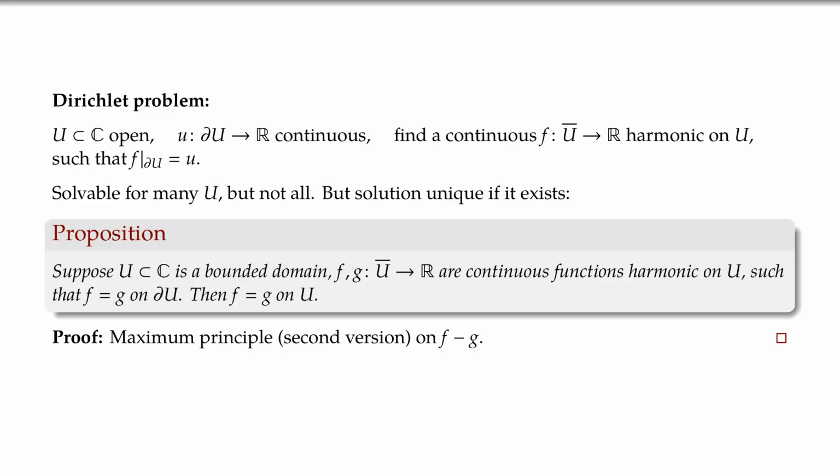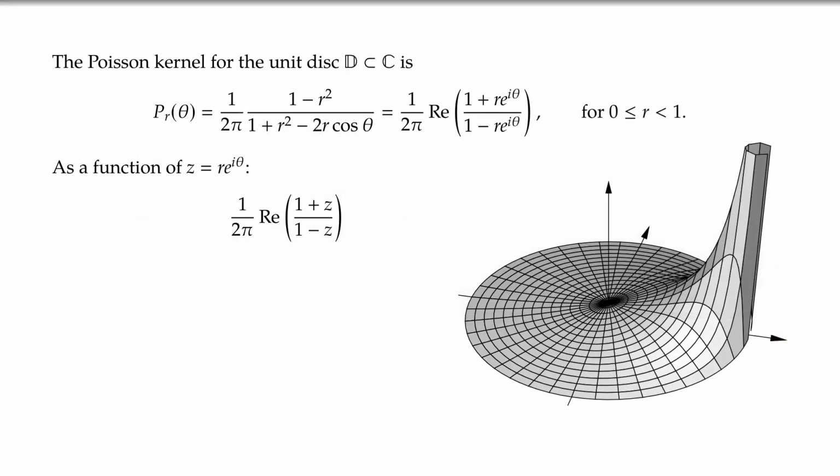That is not true for an unbounded domain. I'll leave that. There's an exercise in the notes that basically gets you a counterexample for an unbounded domain. So, what is the Poisson kernel? The way that we're gonna solve the Dirichlet problem, right? We're gonna really integrate against this function.